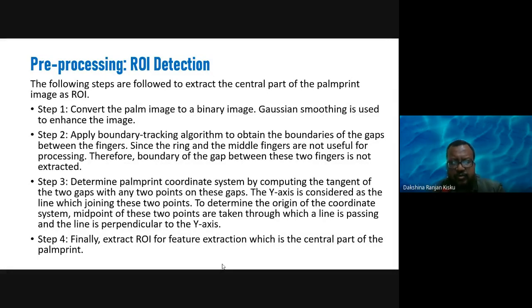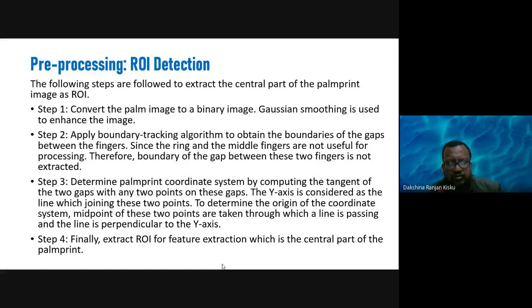Okay, now the gaps are very important, from which we obtain some points. By joining these points, we can first obtain the y-axis. Then the middle of that straight line segment is used to obtain another axis, called the x-axis, and using the y-axis and x-axis, we obtain the small region of interest on a palm image.